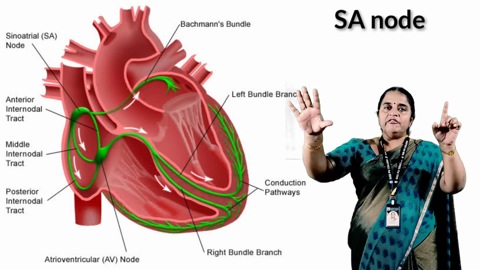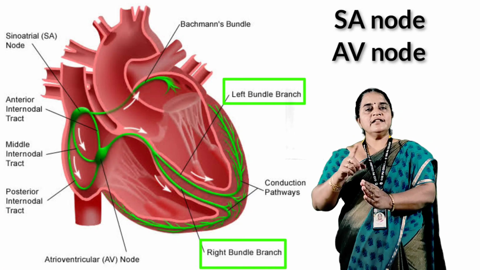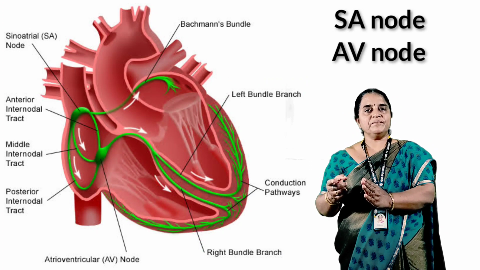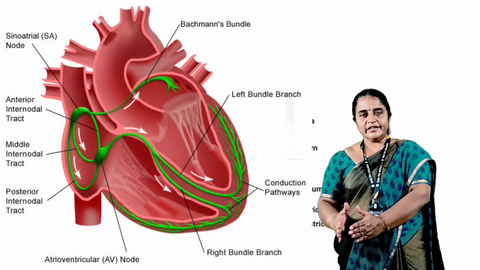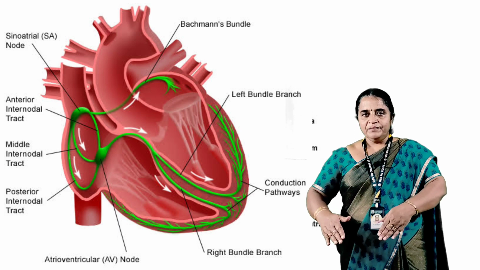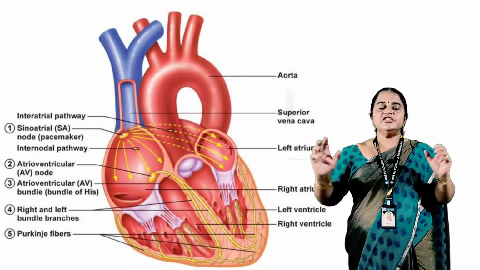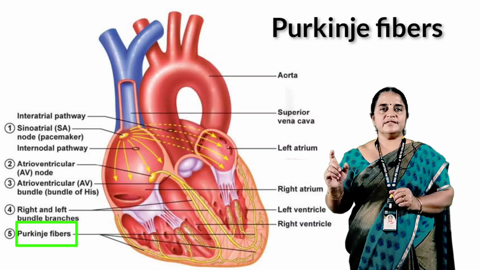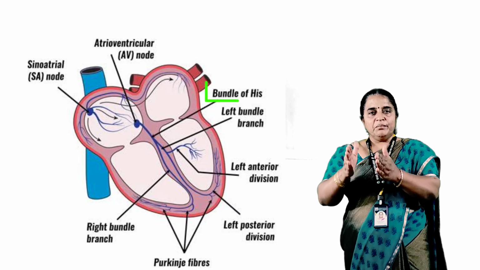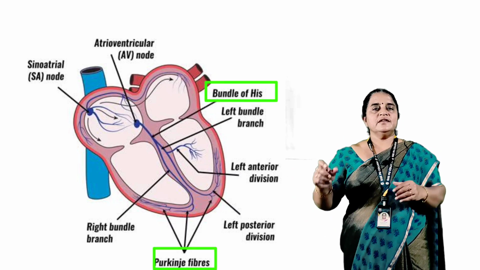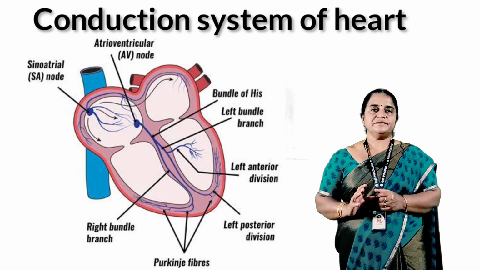SA node gives atrial fibers, AV node gives two bundles of His on either side of the interventricular septum. So two bundles of His come down towards the apical region of the ventricle, and then move in the lateral walls of the ventricle and give profuse branching known as Purkinje fibers. So SAN, atrial fibers, AVN, bundle of His, Purkinje fibers. This is known as the conduction system of the human heart.